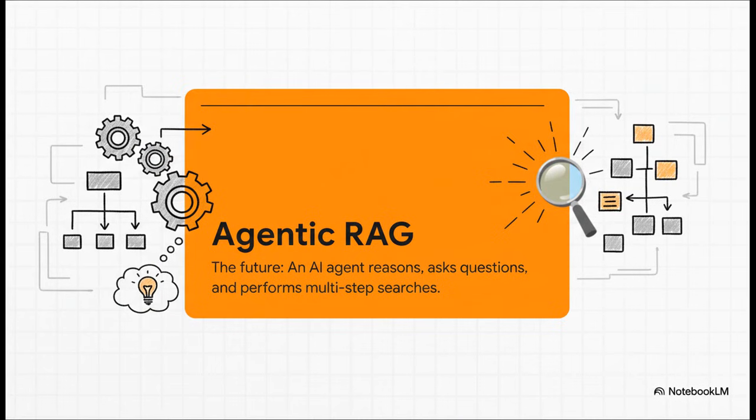So what's the next big thing? Where does this all go from here? Well, the future looks to be something called agentic RAG. This is a huge leap. Instead of just doing a one-shot search, the AI starts to act like a true research assistant. It can look at your complex question, reason about it, and break it down into a multi-step plan. It might perform several different searches, and it can even come back and ask you clarifying questions to make sure it's on the right track.